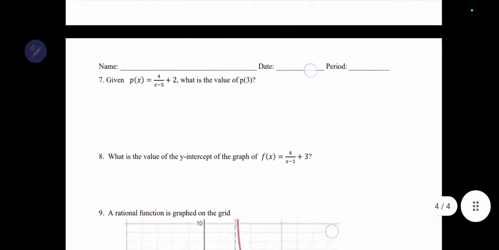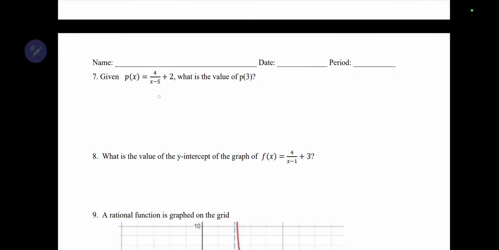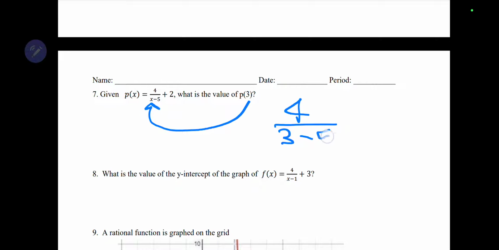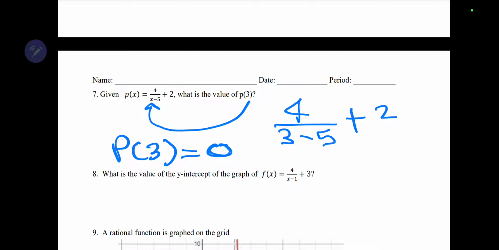7. Okay, can you find the value p of 3? So remember, you're gonna plug in this 3 right there where that x is. Okay, so let's go ahead and rewrite it. 4 over x minus 5, which is 3 minus 5 now, plus 2. Okay, so I'm going to type that in my calculator. 4, control divide, 3 minus 5 on the bottom, go to the right, add 2, and I end up getting 0. Whatever number you get is the answer. In this case, it happens to be 0. It is what it is.